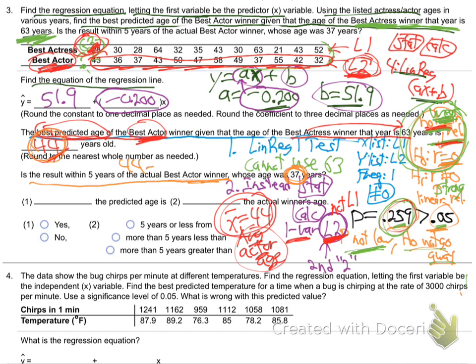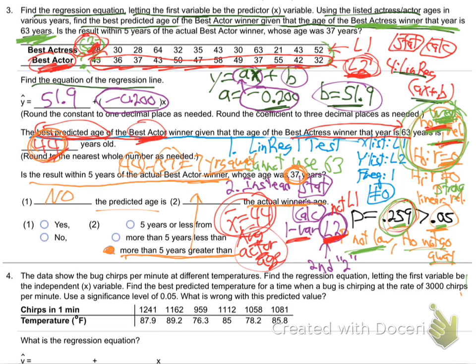44 minus 37 is 7 years away. We were 7 years away from the correct prediction. So what does that mean? The predicted age is more than 5 years greater than the actual winner's age, right? We predicted 44. The actual winner was 37. We were more than 5 years away. We didn't guess within 5 years.